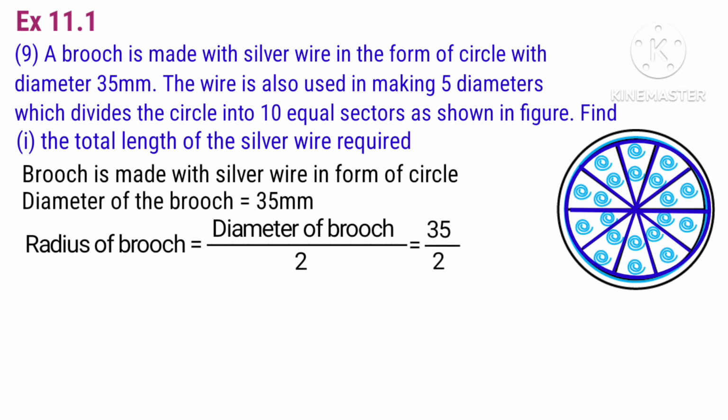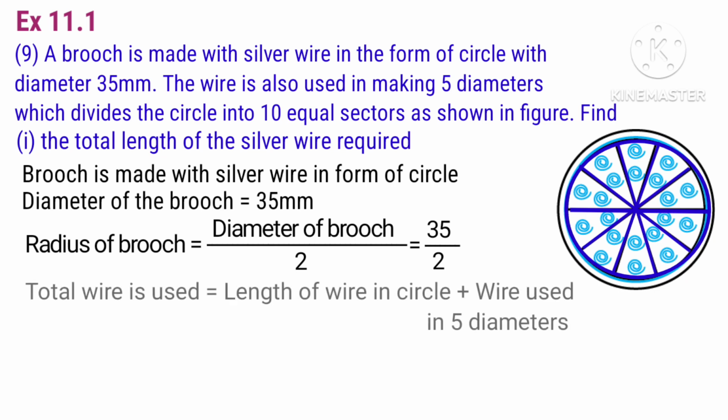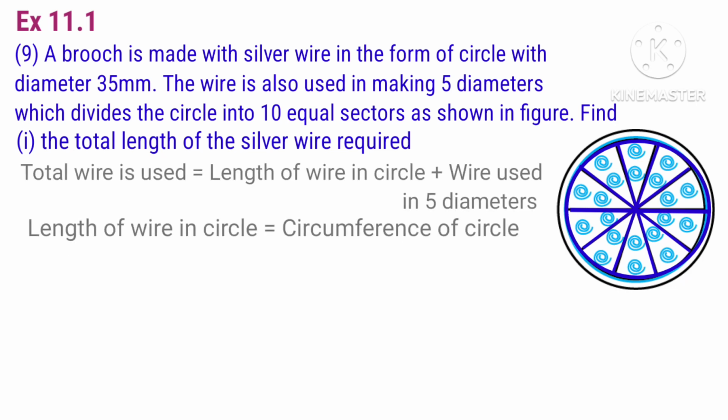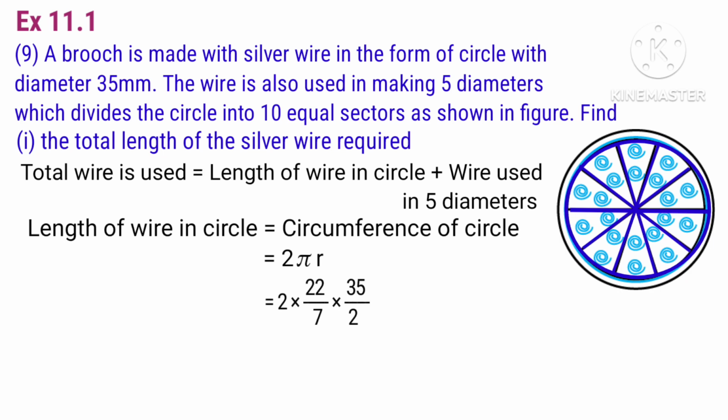Since wire is used in making 5 diameters and the circle, we can write that total wire used is equal to length of the wire in the circle plus wire used in 5 diameters. So the length of the wire in the circle is equal to the circumference of the circle, that is 2 pi r, that is 2 into 22 divided by 7 into 35 divided by 2.